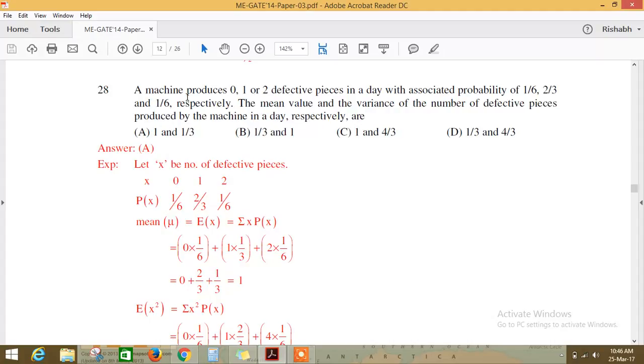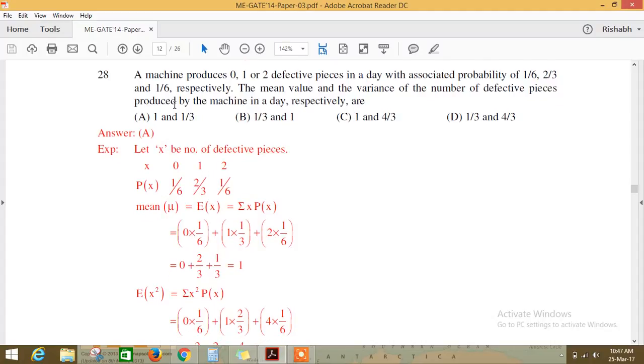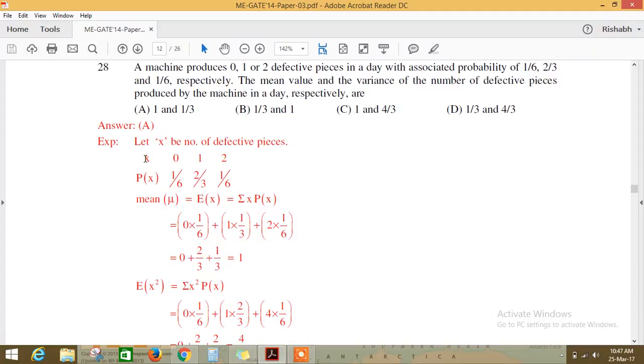A machine produces 0, 1 or 2 defective pieces in a day with associated probabilities of 1/6, 2/3 and 1/6. You have to find the mean value and the variance of the number of defective pieces produced by the machine in a day. If the number of defective pieces is 0, the probability is 1 by 6. If 1, then 2 by 3. If 2, then 1 by 6.